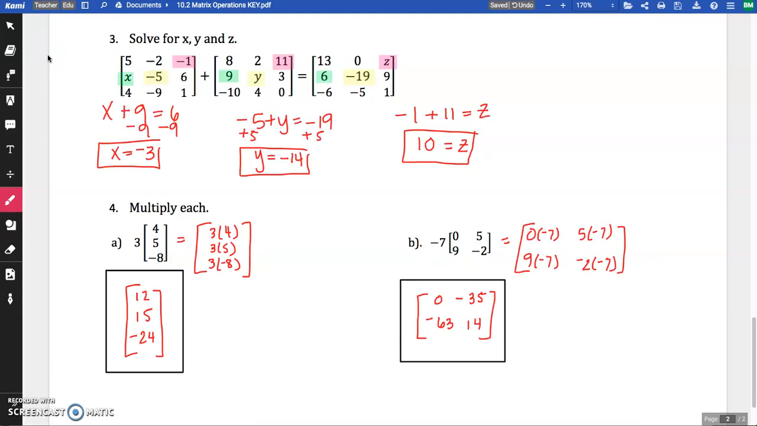All right, here are my answers for 3 and 4. Again, like always, pause so you can look closer at my work. For number 3, we actually had 3 variables, so make sure you have the right positions for all 3 equations. So x equals -3, y equals -14, and z equals 10. And then number 4, we were multiplying like we did at the beginning of the lesson. So you can look at my final matrices there in the black rectangles.